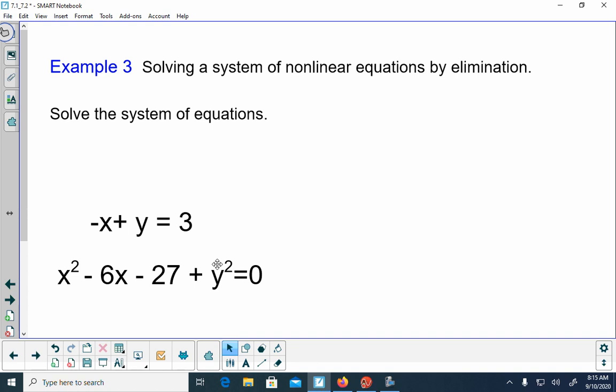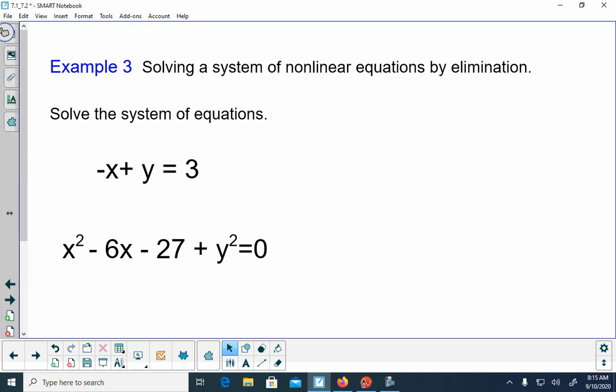When I look at this, I realize that the first one's linear. The second one is not linear because I have two variables that are squared. So I cannot do elimination, because I will not be able to eliminate any of my variables, because I don't have a variable that's just linear. In the second equation, both of them are squared. So I am going to have to do substitution.